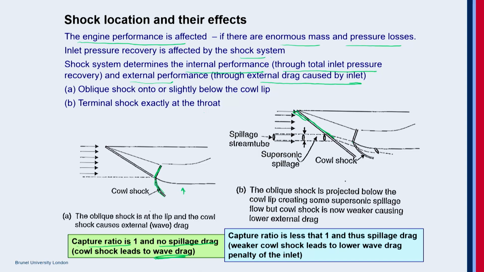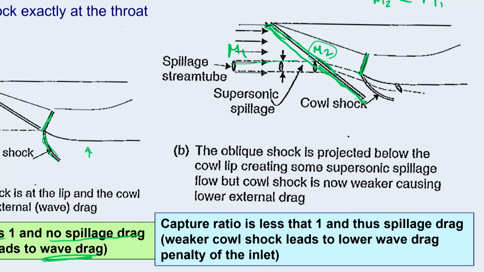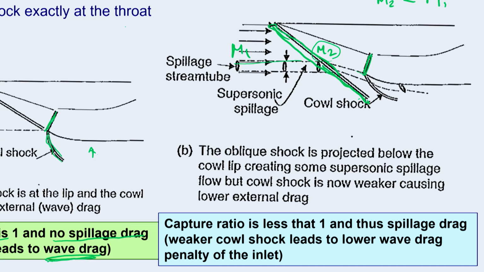Now, if you look at the second situation here, the oblique shock is not placed on the cowl lip. It is placed slightly downstream of the cowl lip, and the normal shock placed at the throat. Now, because we have placed a little bit down, you are turning the flow. So here it is M1 and M2. Now M2 is less than M1, which means the intensity of Mach number is reduced. Then the intensity of cowl shock will also reduce.